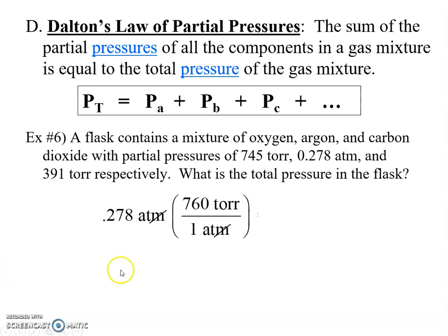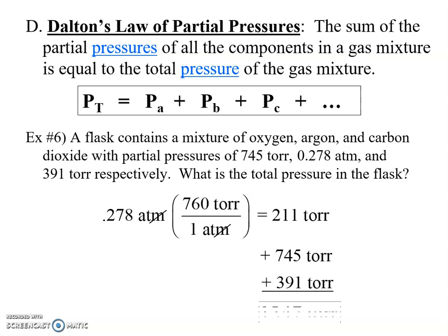And again, don't forget, you write down what's given. Those units go on the bottom, atm. I'm going to torr. How many torr or millimeters of mercury are in one atmosphere? It's 760 to 1. So I'd fill in those numbers, do my math, and it's 211. So now to get my total pressure, I add that 211 to the 745 and the 391, and my total pressure would be 1,347 torr or millimeters of mercury. Again, just make sure your units are all in the same form.